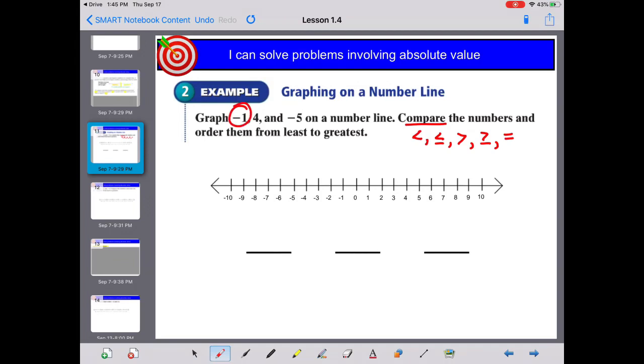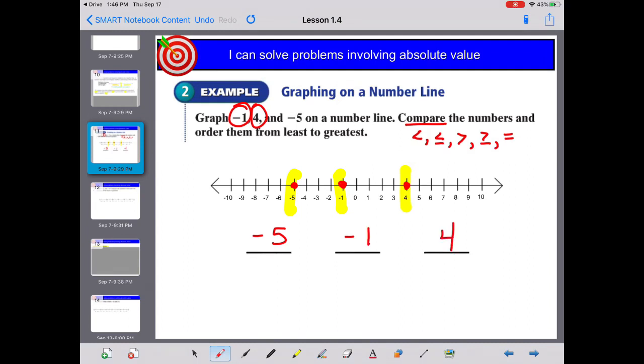So if I'm going to graph -1, I look at my number line and I put a dot right here at -1. To graph a 4, I look on the number line and I put a dot here at 4. And lastly, to graph -5, I put a dot on the number line at -5. To compare the numbers and put them in order from least to greatest, knowing that a number line increases from left to right, it's easy for me to see that -5 occurs first, -1 second, and 4 third. So in order, it is -5, -1, and 4.